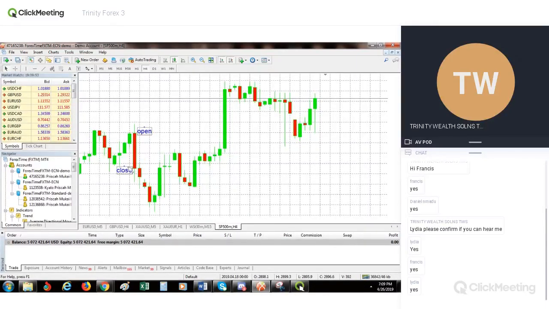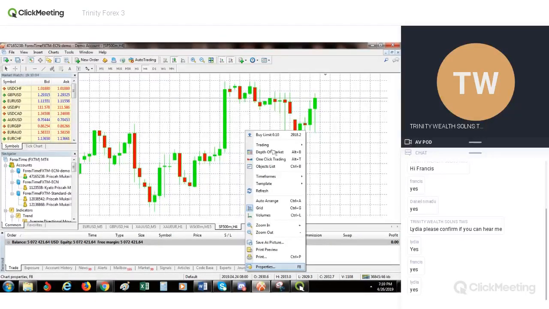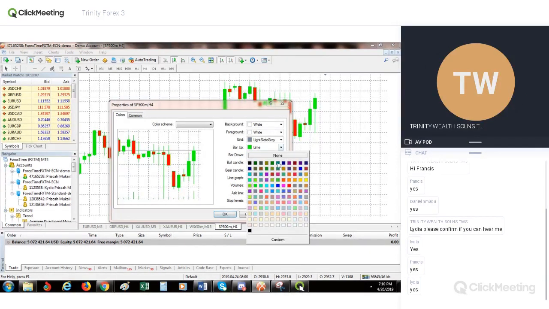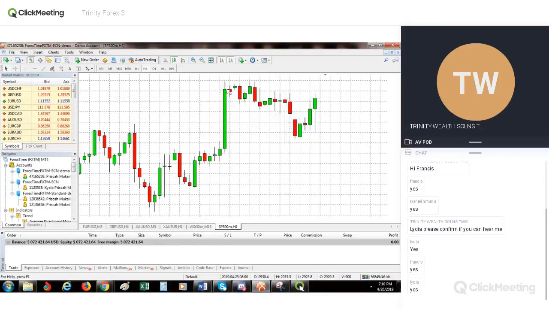Then we can see the wicks there. The wicks are these tails. Let me change something so that you can see the wick clearly. I will make bar up black, and the other one I'll also make black. Now you can see the tails there. After the candle closed, there's a tail there, because this is the high. The market came up to here, so this is the high of the market for that candlestick.